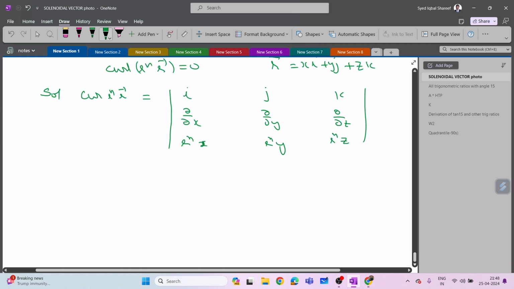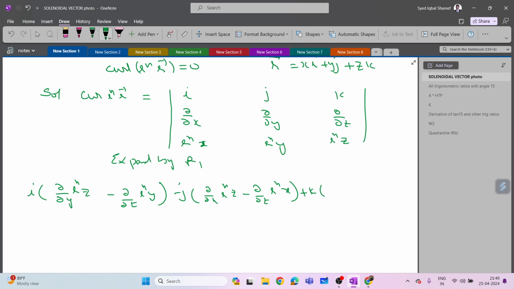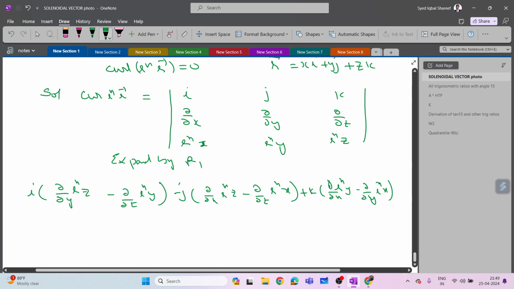That's it. Now expanding by the first row, i times ∂/∂y of z r to the power of n minus ∂/∂z of y r to the power of n, minus j times ∂/∂x of z r to the power of n minus ∂/∂z of x r to the power of n, plus k times ∂/∂x of y r to the power of n minus ∂/∂y of x r to the power of n, must be equal to 0.